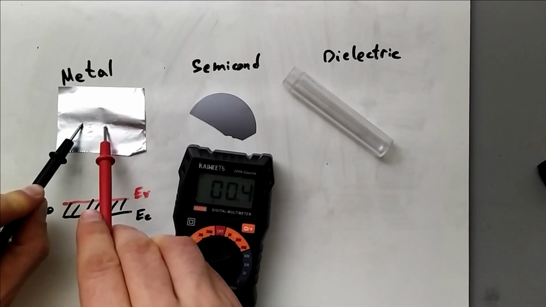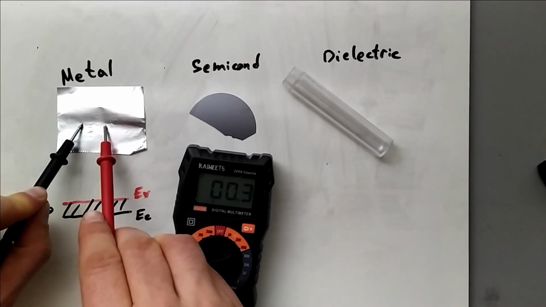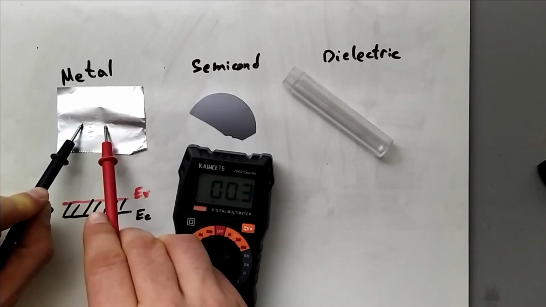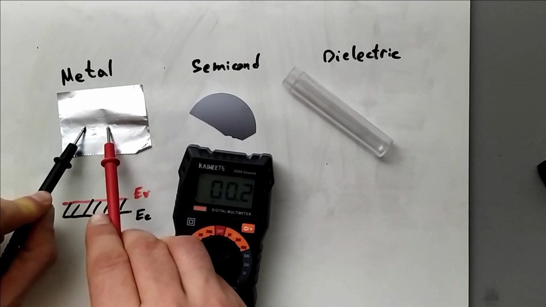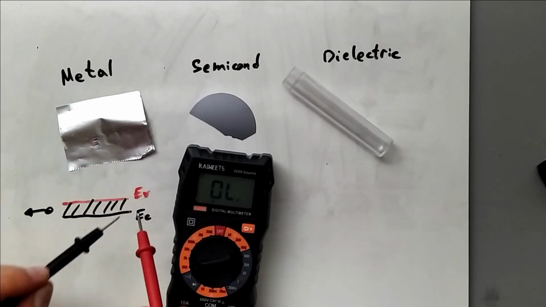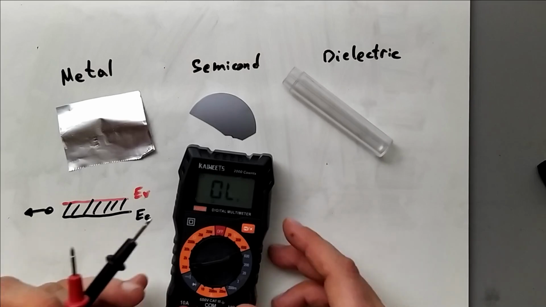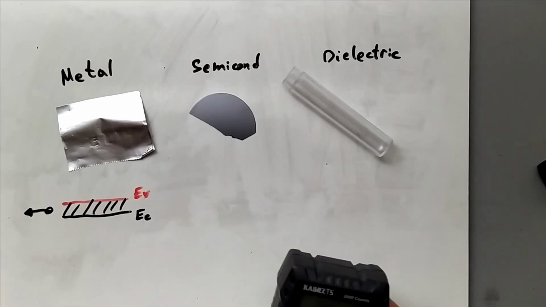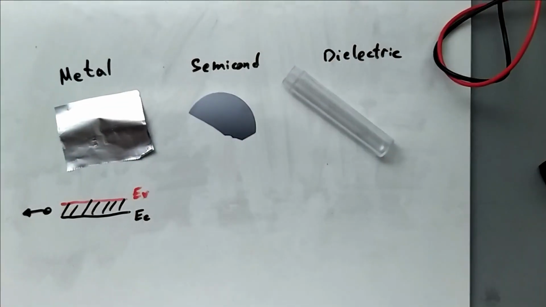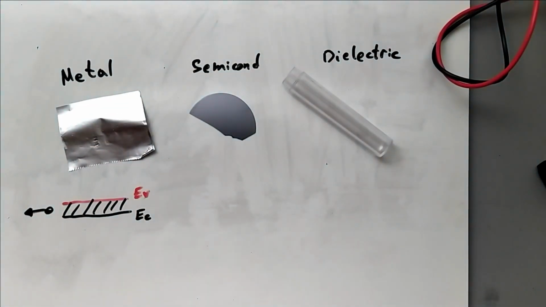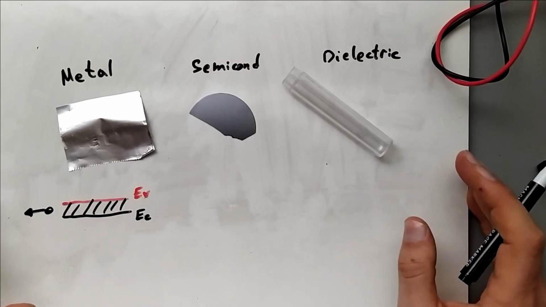That tells us that the electrical conductivity of aluminum foil is very high. It's expected because this is a metal, where the valence and conduction bands overlap, so this material provides very high electrical conductivity.